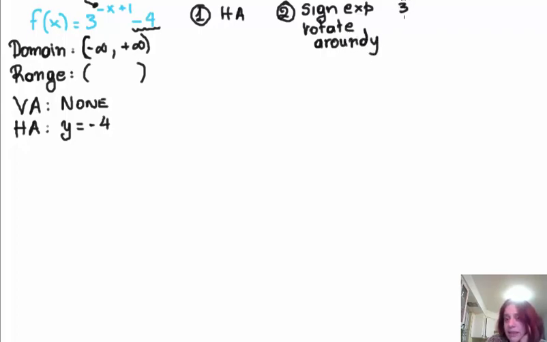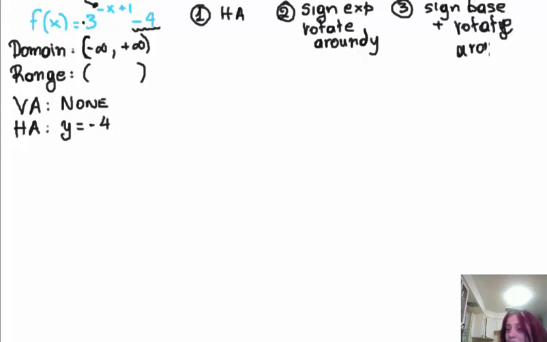The third step is going to be to look at the sign of the base. So in this case, the sign of the base is plus because I have a +3 at this point. If the sign of the base is negative, then this would mean that I rotate around the horizontal asymptote.